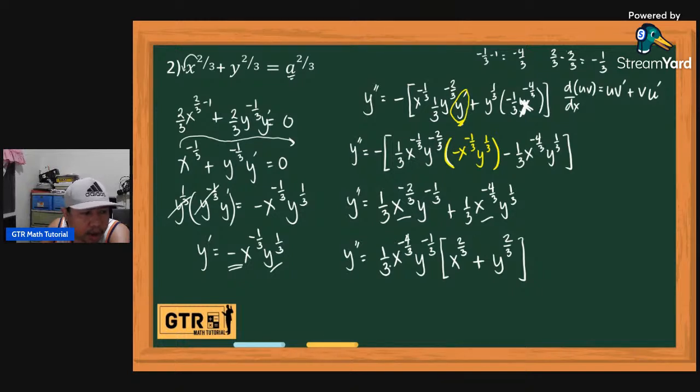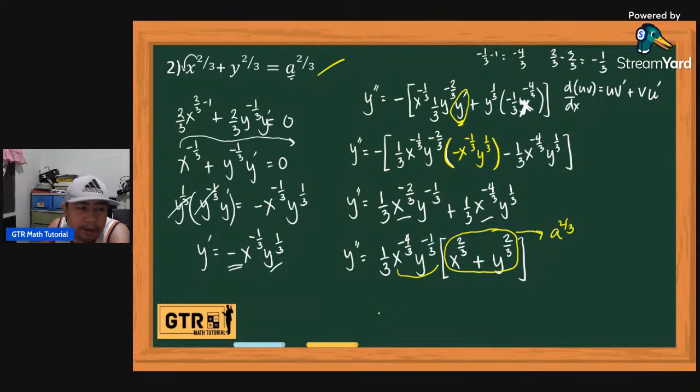So now, we will substitute the value x raised to 2/3 plus y raised to 2/3, that is equal to a raised to 2/3 based on our original given. Okay, so just substitute the value, and at the same time, we will make the exponent positive.